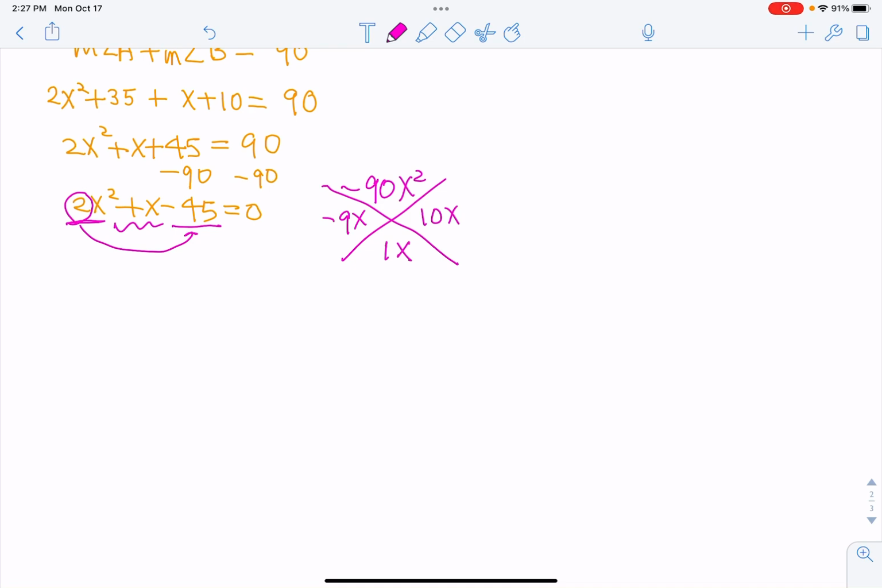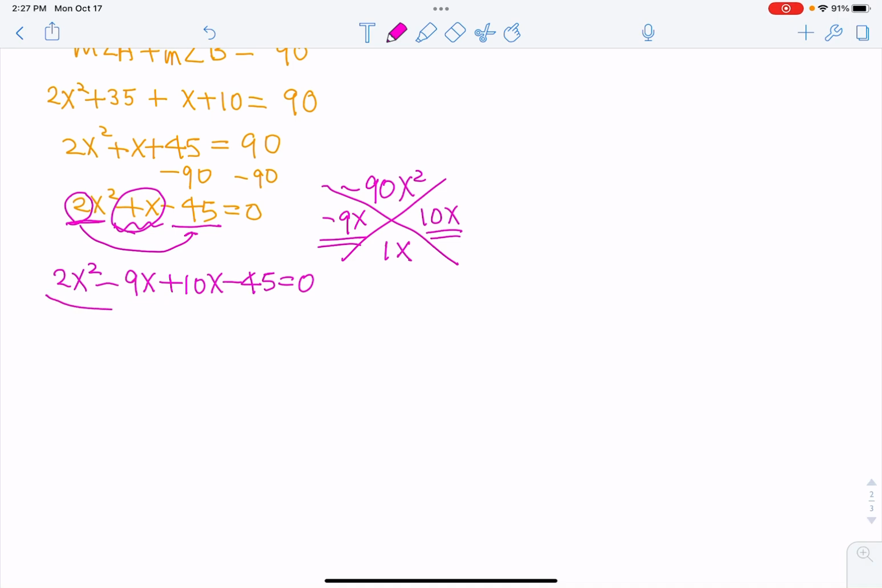So I can rewrite 2x squared, and instead of 1x, I can rewrite with the negative 9x and 10x we found. So negative 9x plus 10x minus 45 equal to 0. Does the order matter? Do I write 10x and then minus 9x? Can I do that? Yes, of course. You can switch the order. It doesn't matter.